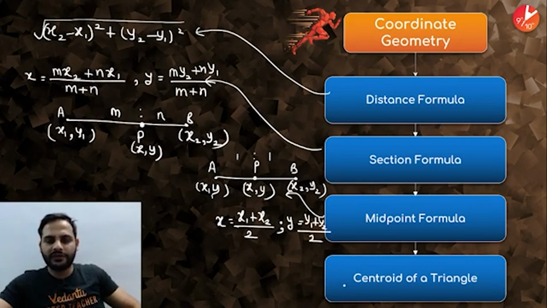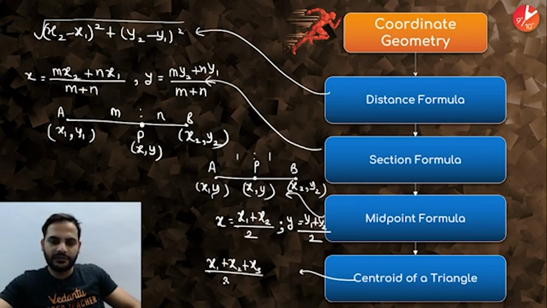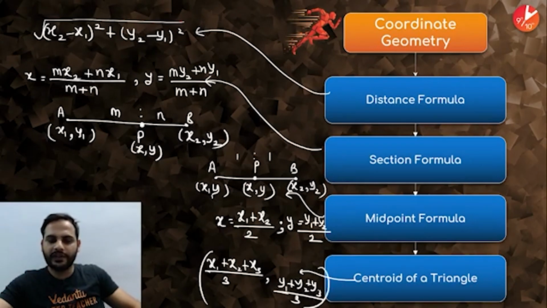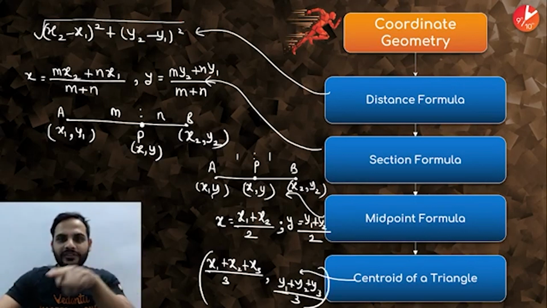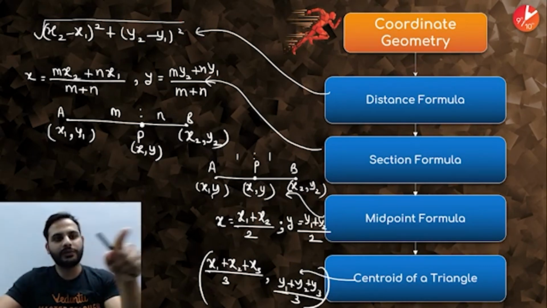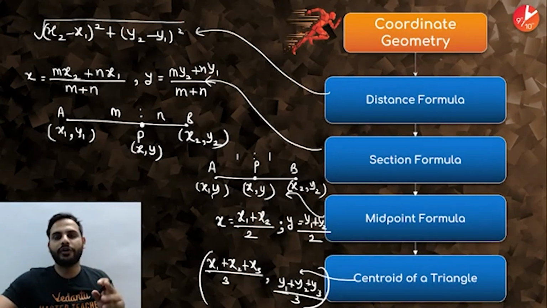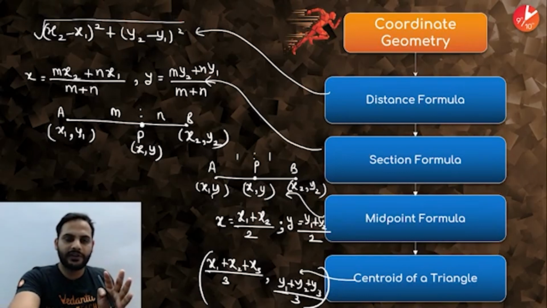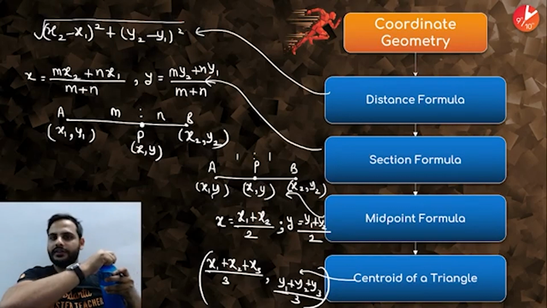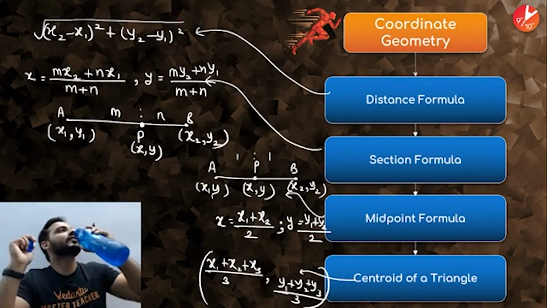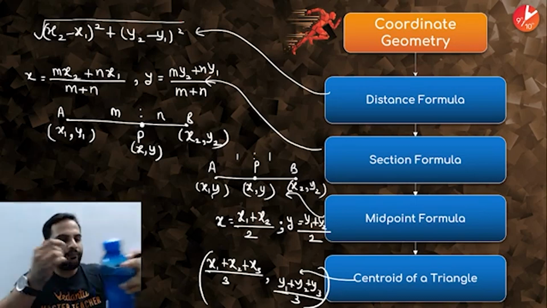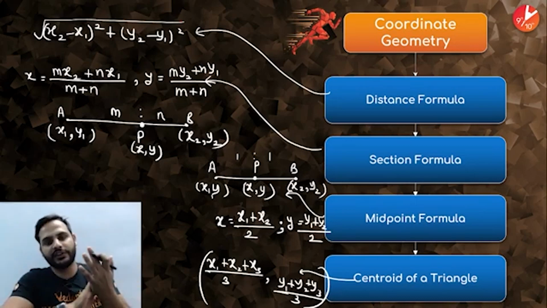Alright, and centroid of a triangle: x coordinate for that is x1 plus x2 plus x3 by 3, and y coordinate is y1 plus y2 plus y3 by 3. This is the formula for the centroid of a triangle, when the three vertices of the triangle are x1, y1, x2, y2, and x3, y3. And centroid is nothing but the intersection point of all the three medians. The point where all the three medians intersect is called your centroid. So these are your formulas, and we'll be solving questions related to today's class.